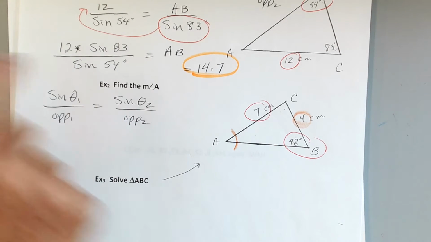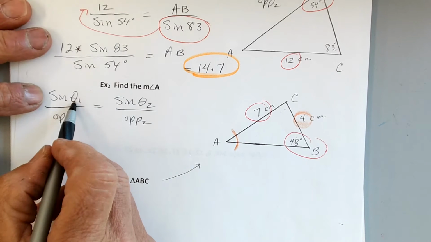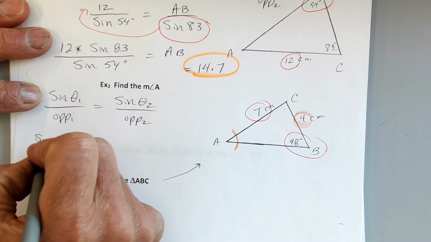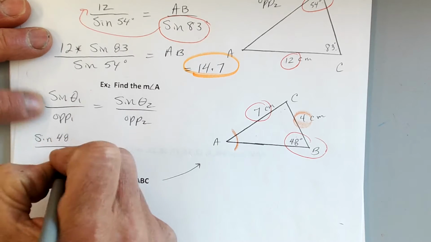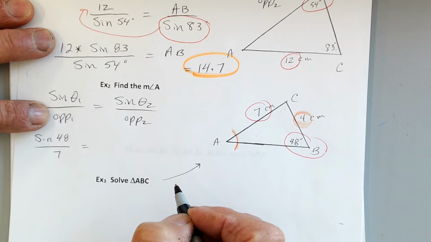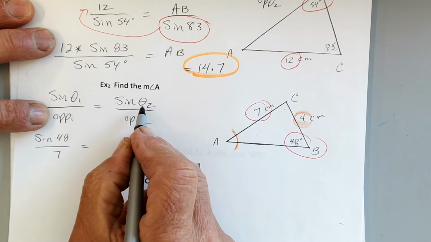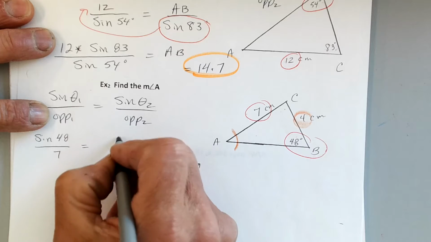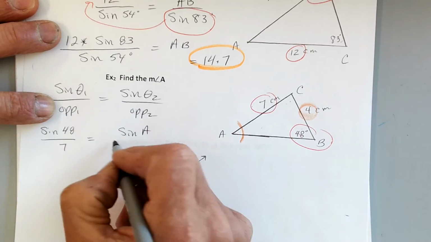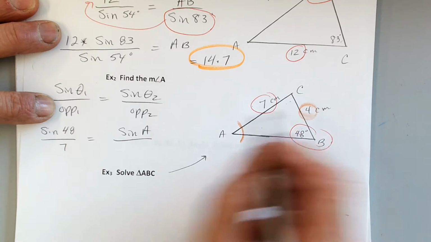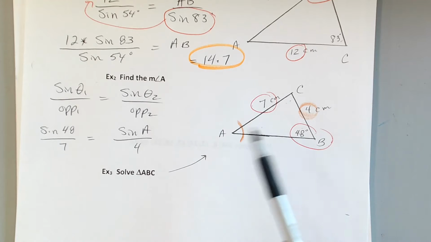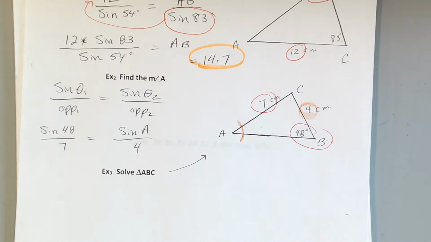All right, so I'm going to set up sine of theta 1, sine of 48, over its opposite side, which is a 7, equals sine of theta 2. Well, I don't know that, so it's just sine of A. That's what I want to find. I don't know that angle, so sine of A over its opposite, which is 4, okay? So sine of an angle over its opposite side equals sine of an angle over its opposite side, okay?